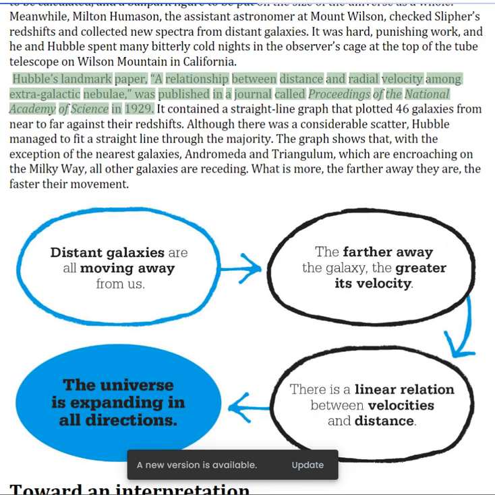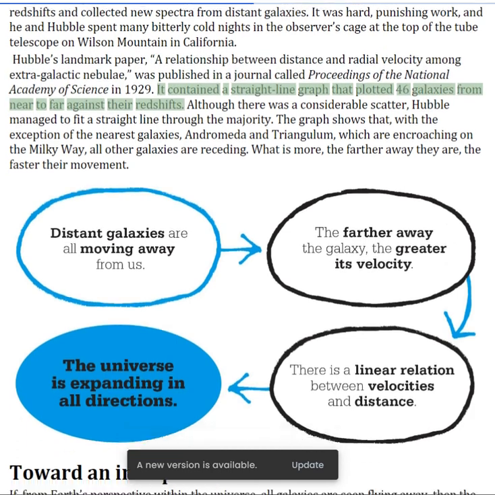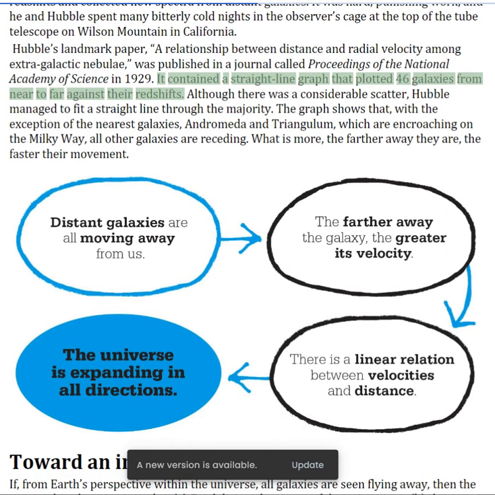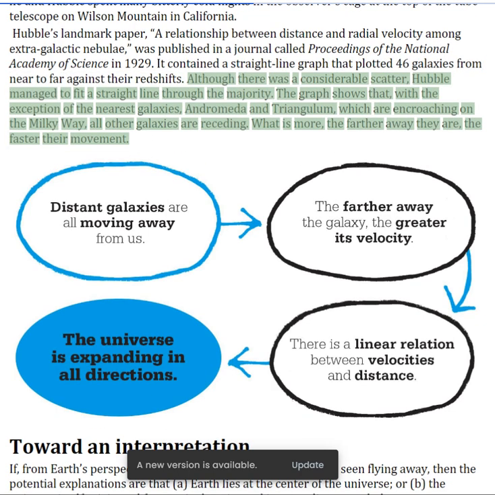Hubble's landmark paper, "A Relationship Between Distance and Radial Velocity Among Extragalactic Nebulae," was published in a journal called Proceedings of the National Academy of Science in 1929. It contained a straight-line graph that plotted 46 galaxies from near to far against their redshifts. Although there was a considerable scatter, Hubble managed to fit a straight line through the majority.